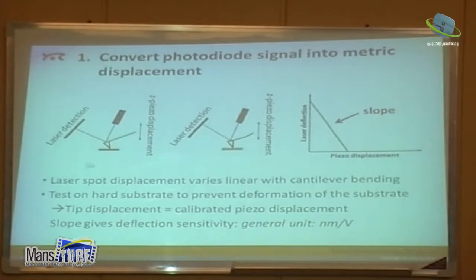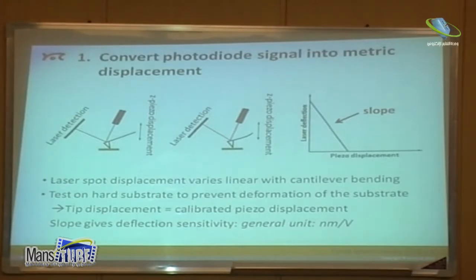So if you have a laser, you are on the surface, and this is the detector. When you are pressing inside the surface, you have a bending of the cantilever, so you have movement of the laser on the detector to another place. And this usually gives a slope here, which you can measure. This is the position of the laser, and this is what we call the sensitivity, which we usually measure in nanometers per volt.